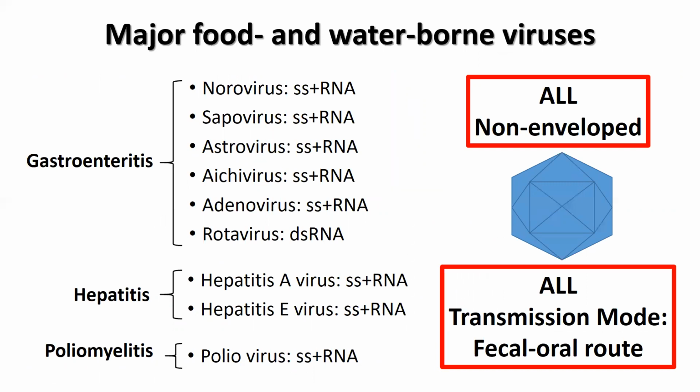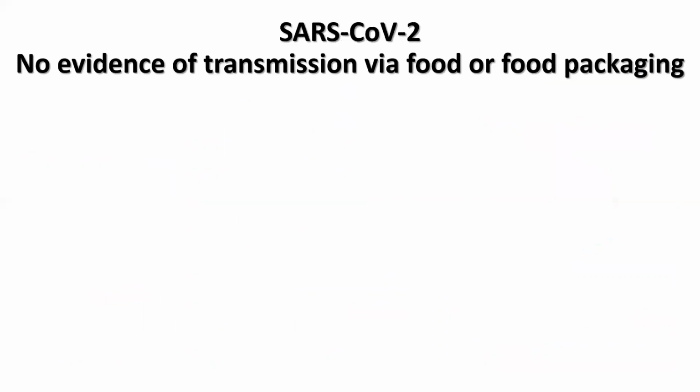Many, such as hepatitis A virus, hepatitis E virus, and poliovirus, can also be subsequently replicating in other tissues after the virus has entered the bloodstream, leading to more serious disease outcomes. Since all these viruses are non-enveloped, they can remain infectious on surfaces, in food, and in water for weeks to months. There is currently no evidence of transmission of SARS-CoV-2, the virus that causes COVID-19, via food or food packaging.